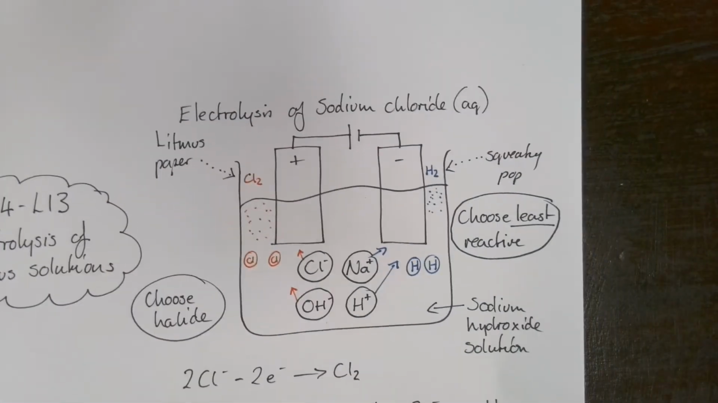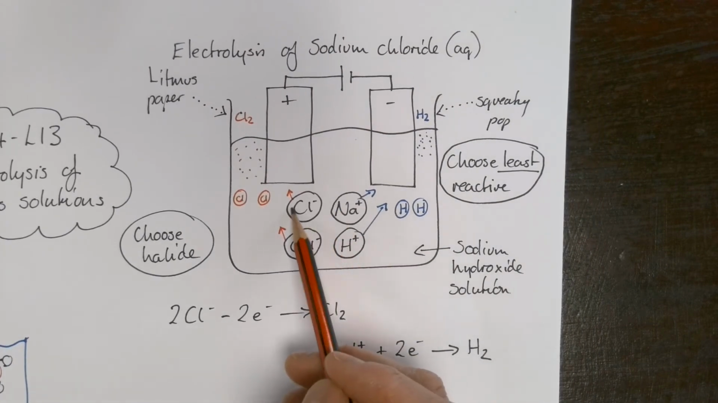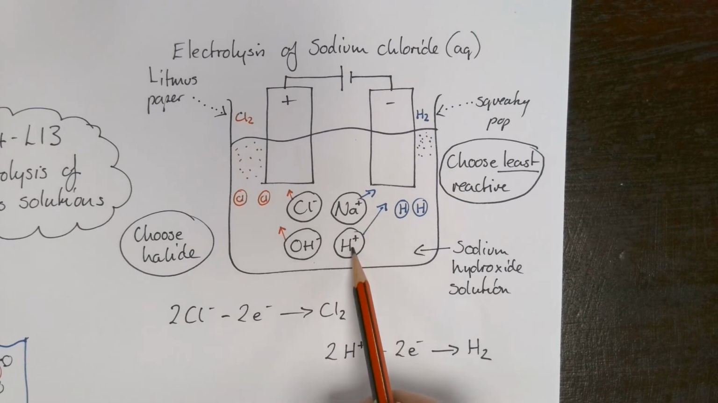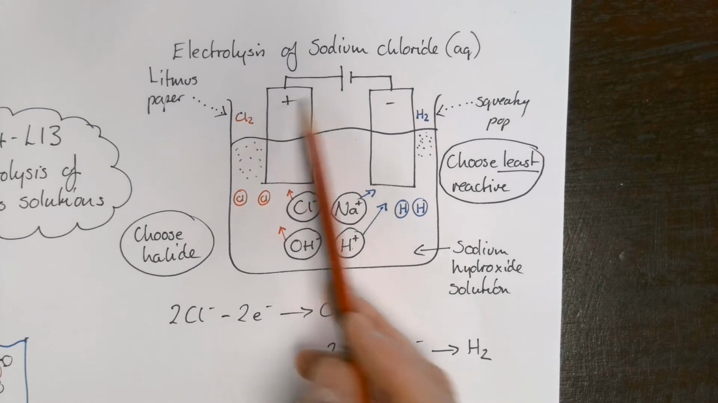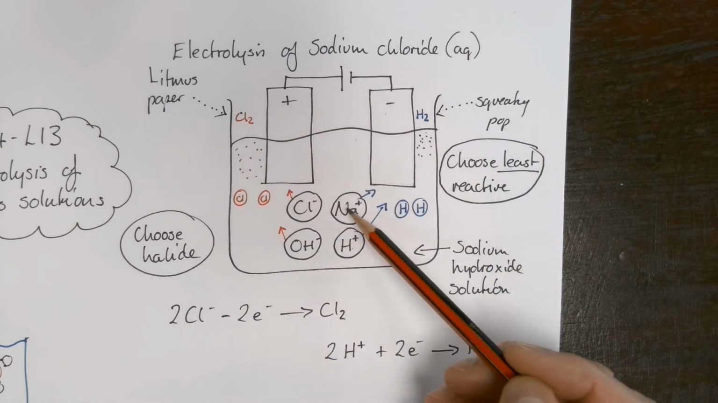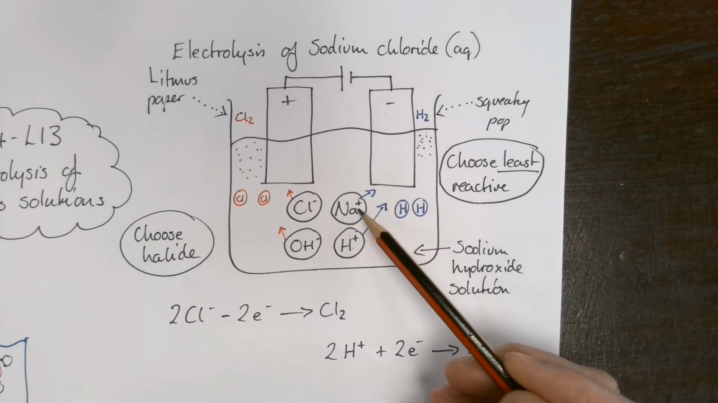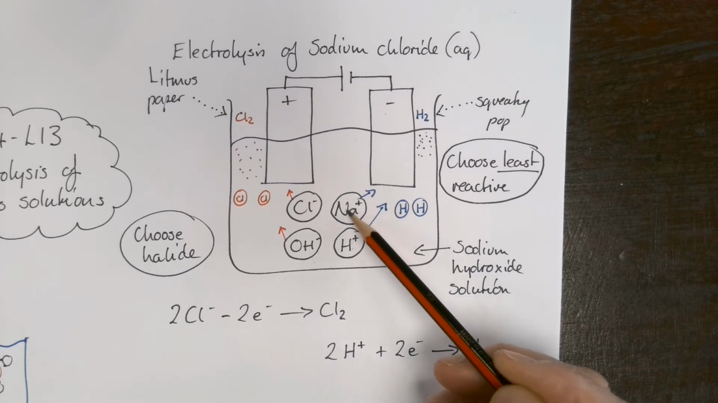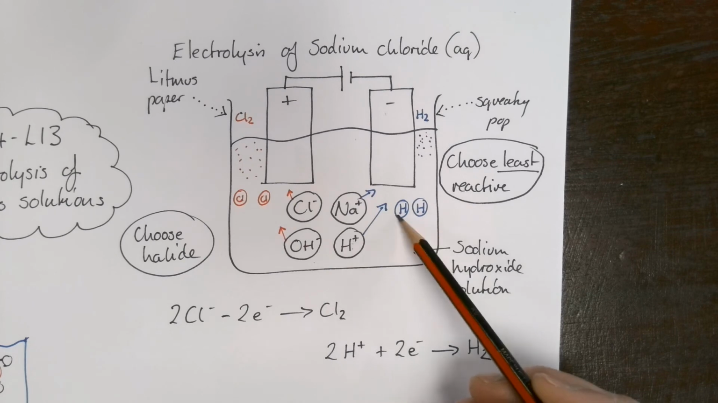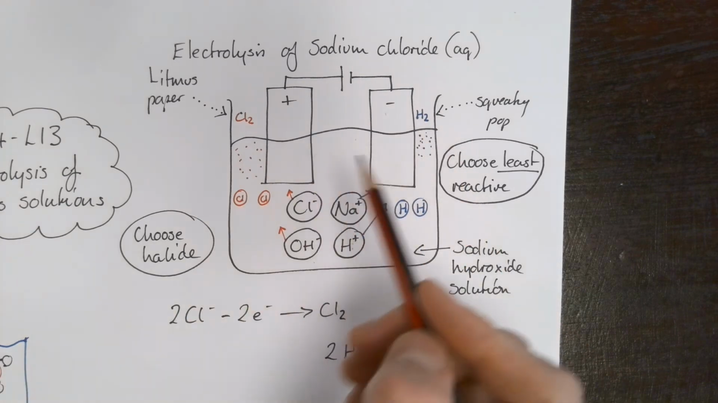So if we take some sodium chloride solution, which is just salt water, inside our salt water, we've got sodium ions, hydrogen ions, chloride ions and hydroxide ions. As soon as we put the electrodes in and turn on the switch, both the sodium and the hydrogen ions will be attracted to the negative cathode. However, only one of them is going to react, and it's always the least reactive of the two. So in this case, hydrogen is less reactive than sodium, so it will react, produce hydrogen atoms, which then form H2, hydrogen gas, and we'd see bubbles of gas here.